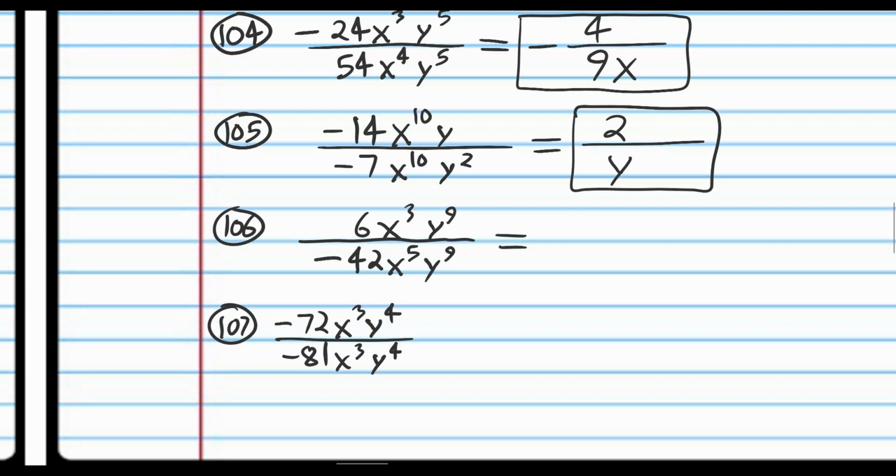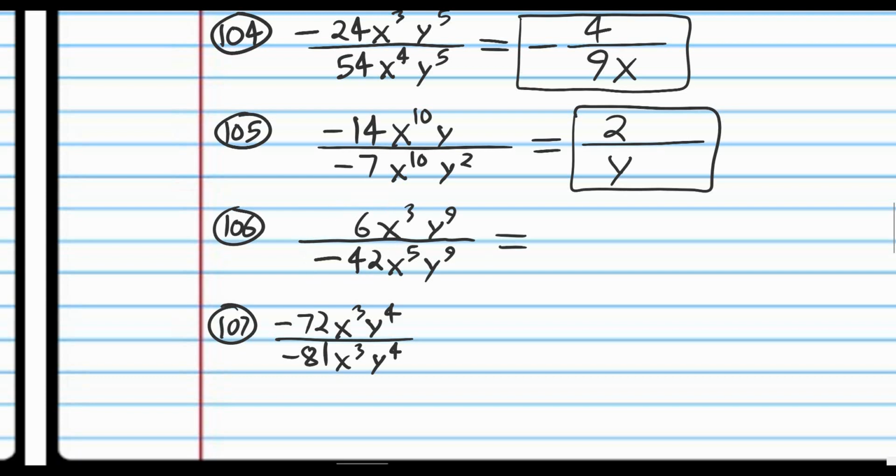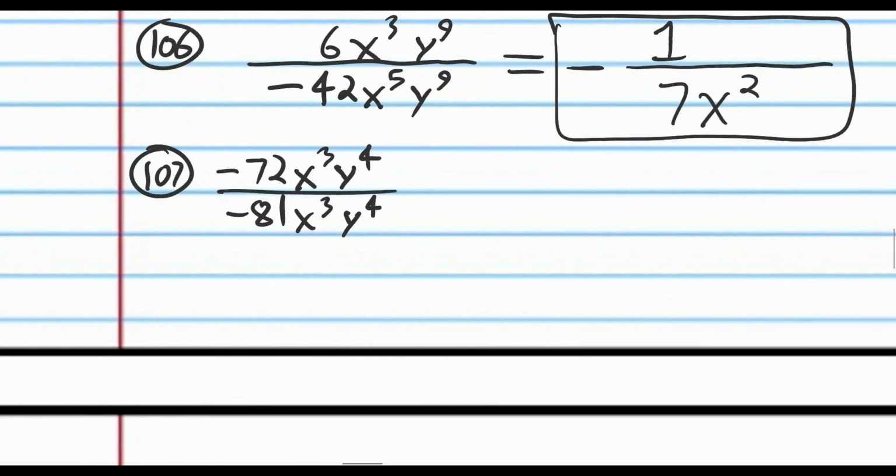All right, we're going to divide both these numbers by 6. 6 divided by 6 is 1. And 42 divided by 6 is 7. And my answer is going to be negative. And we're going to end up with 2 x's in the bottom, and the y's just cancel out. So if you got that answer, good job. All right, try number 107, and when you come back, we'll do it together.